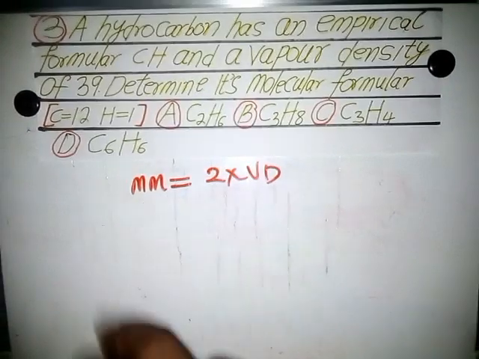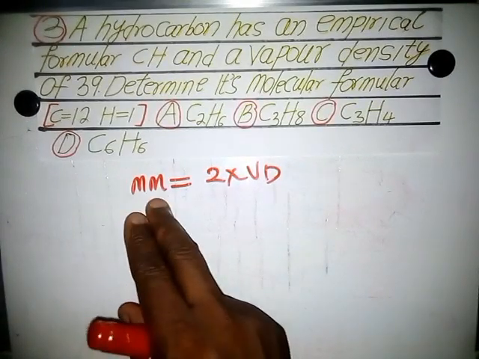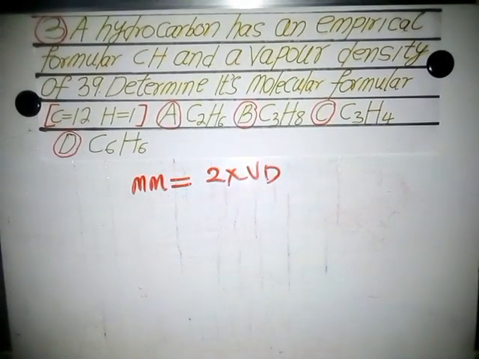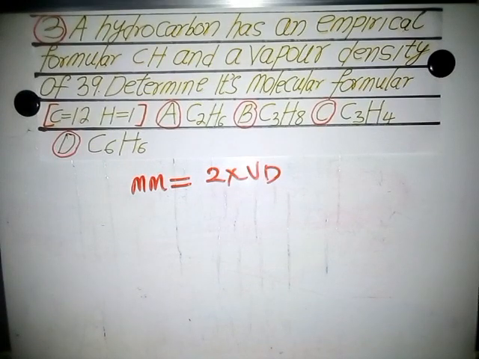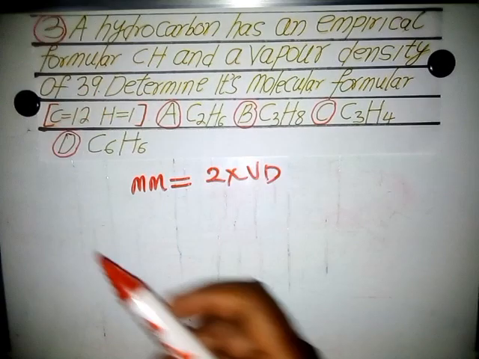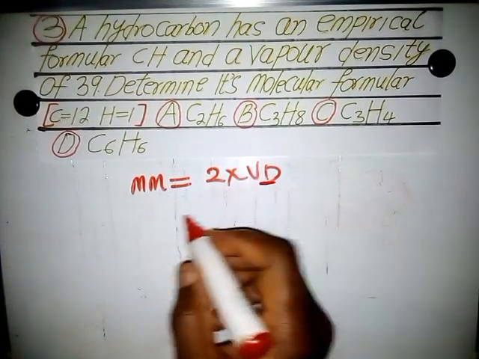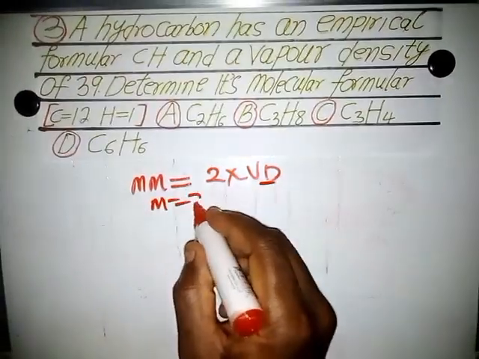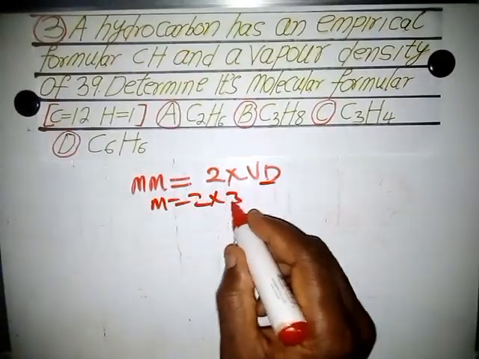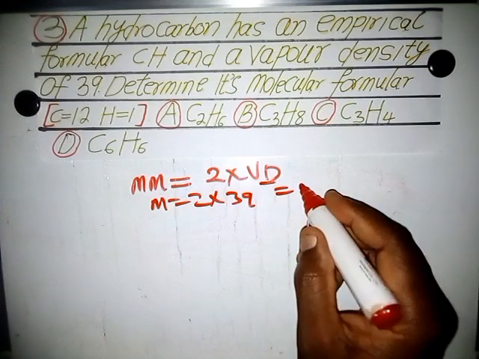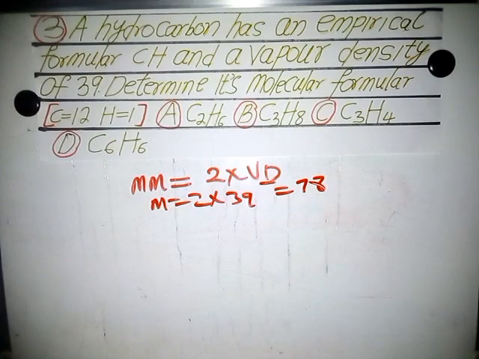So the formula for molar mass is: molar mass equals 2 times vapor density. Since our vapor density is 39, I'll now put 39 here. That's M equals 2 times 39. That is 78.